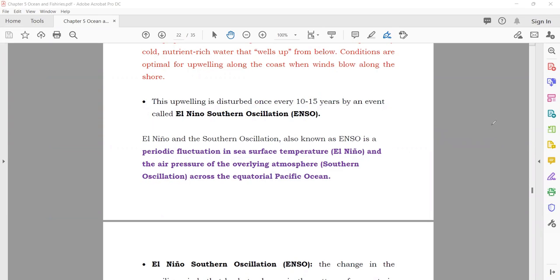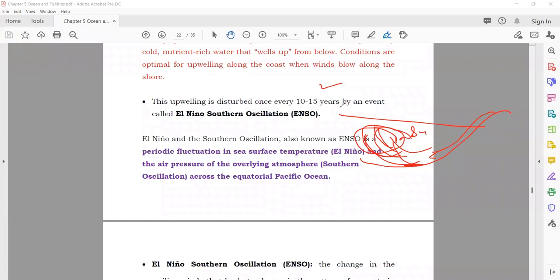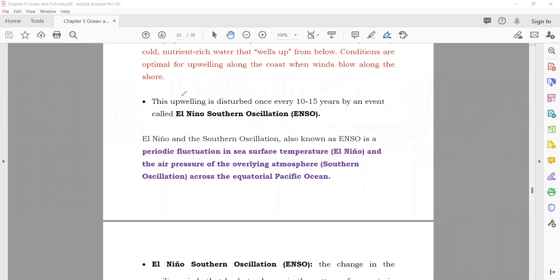Once again, I'm saying that there is a natural process inside the sea. The minerals which come into the sea settle at the bottom, and every 10 to 15 years they come up with the help of water to the upper part of the water. This periodic movement is known as El Nino Southern Oscillation. It happens due to different factors: temperature, air pressure, atmosphere. In the exam, if a question comes, you can write this definition and get the answer.